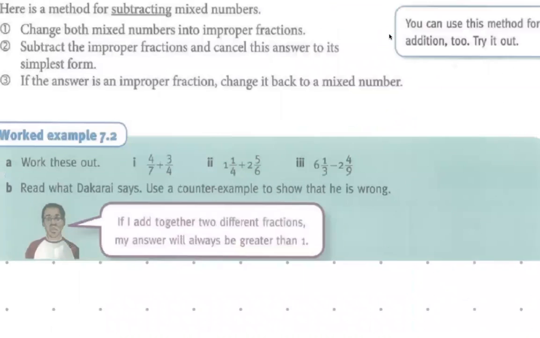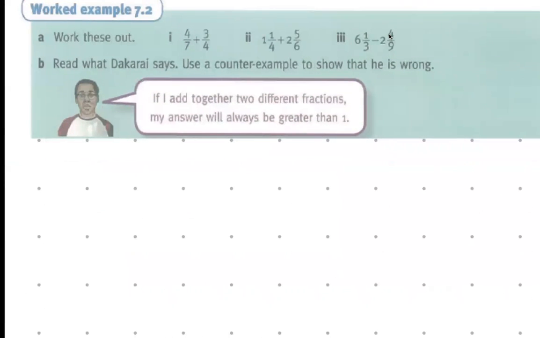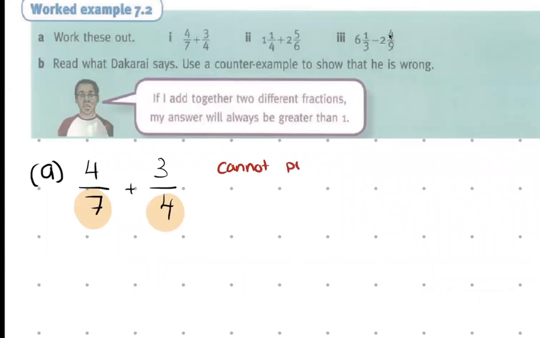But here, let's just look at what we can do with question A. We're just going to change this into a common denominator. So let's look at worked example A. We have 4 over 7, and then we have 3 over 4. This seems to be a little bit of a problem because the denominators are not the same. If they're not the same, I cannot proceed.